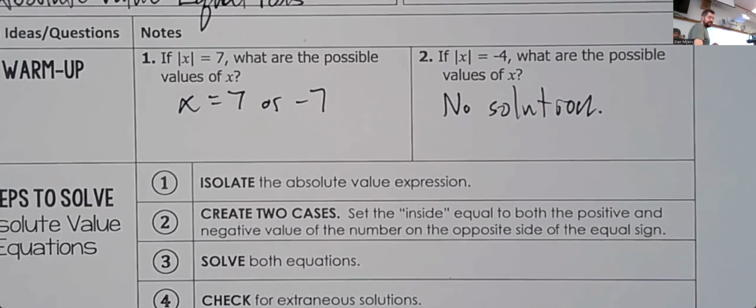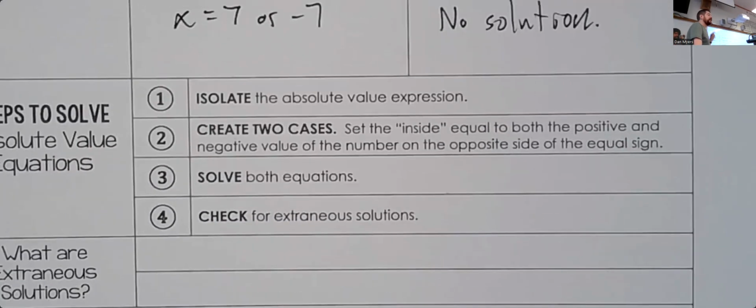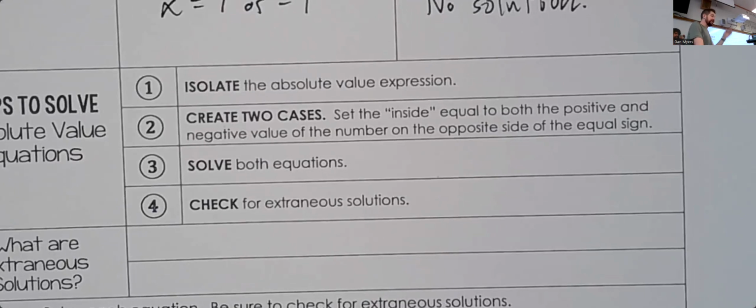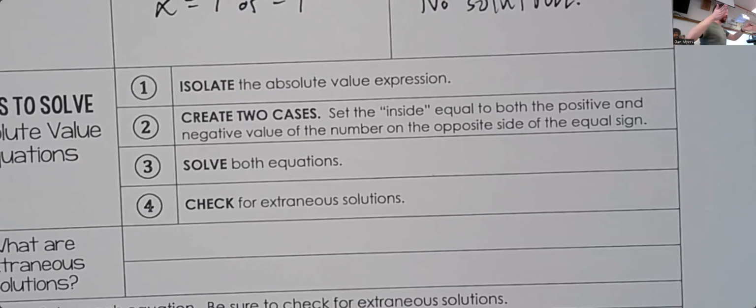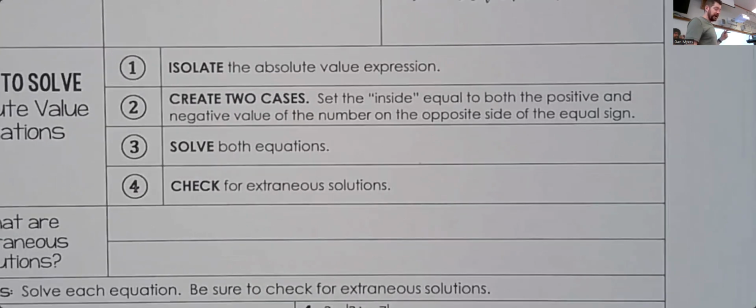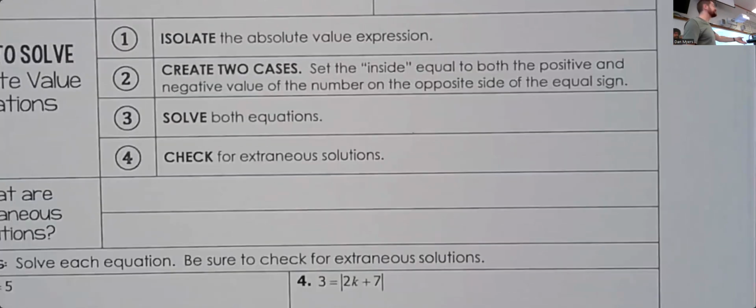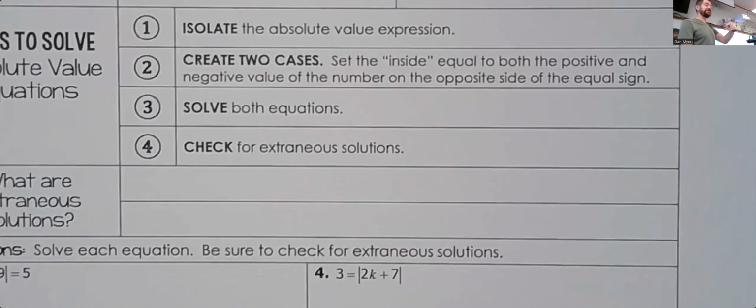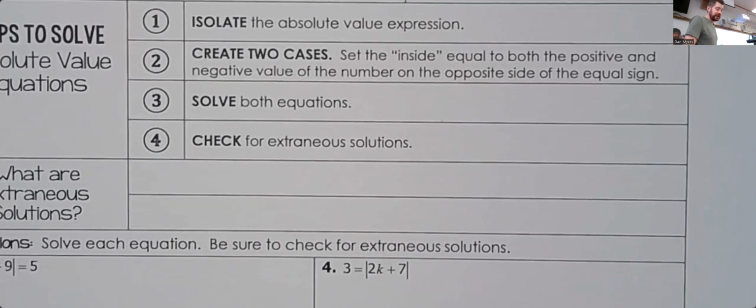So steps to solve: isolate the absolute value expression. You cannot distribute into, even though absolute value is a group, it is a group that you cannot distribute into. So don't ever distribute into absolute value. Isolate the absolute value expression by doing the opposite of whatever is next to it.